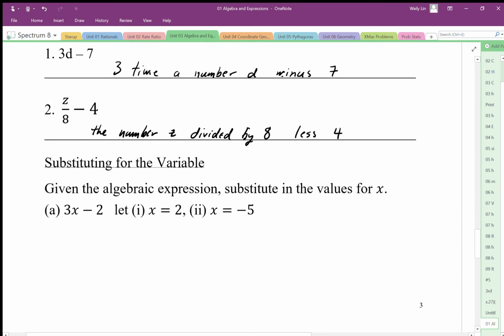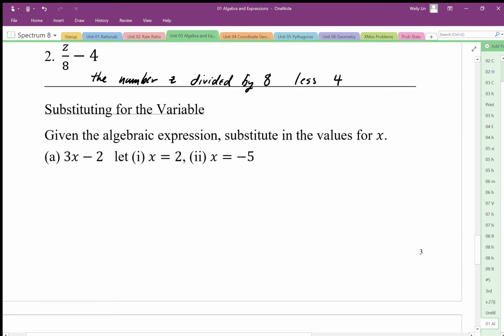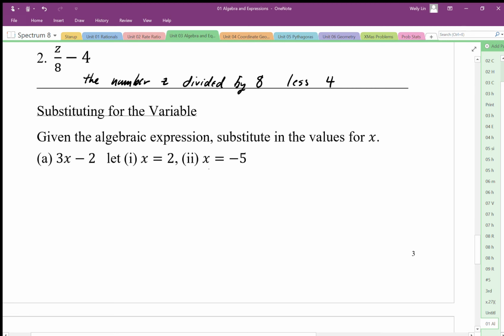So this part here, substituting for a variable, what we can do is we can let a variable, so these are expressions here, so this is an algebraic expression. So the x can take on a variable value, so lots of different x values. And what we can do is we can let x be certain numbers and then do the calculation. So for example here, 3x minus 2, that x can take on a value of 2. And we can let the x be 2, and then we can do the calculation. 3 times 2 is 6, minus 2 is 4.